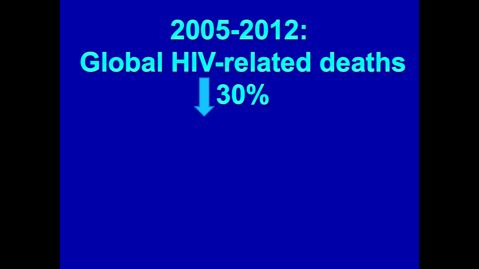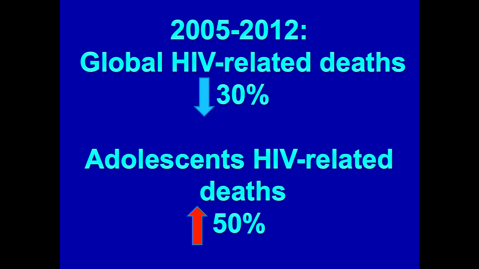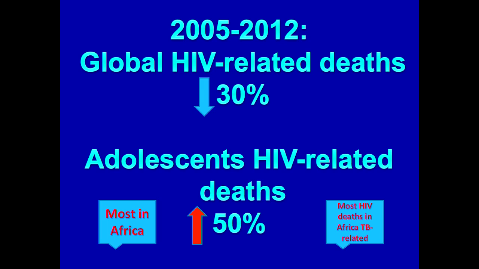So as many of you know, worldwide there was tremendous progress between 2005 and 2012 in how well people of all ages, when you put them together, were doing in regards to HIV-related deaths, with a decline of 30%. Do you all know what happened to adolescents during the same time? Deaths increased by 50%. And most of these deaths were occurring in Africa, and most HIV-related deaths in Africa are TB-related.